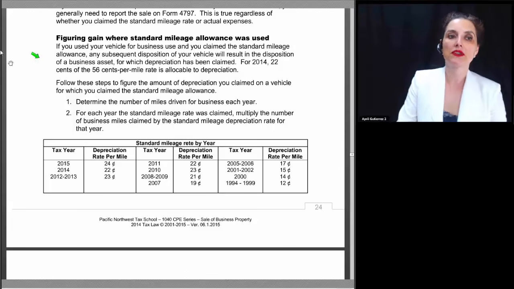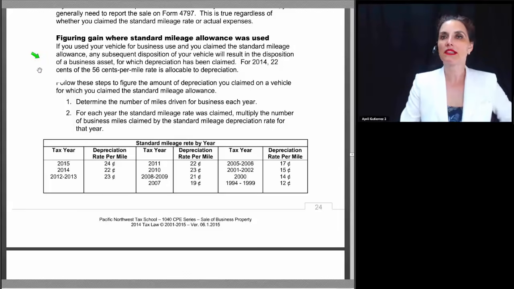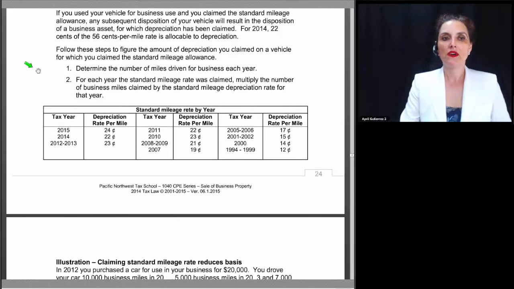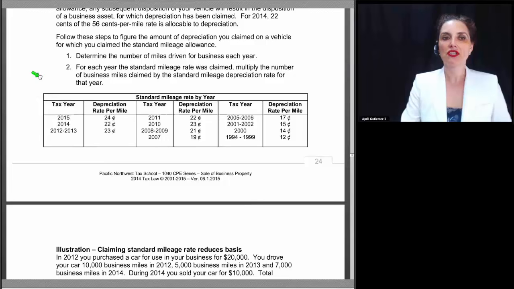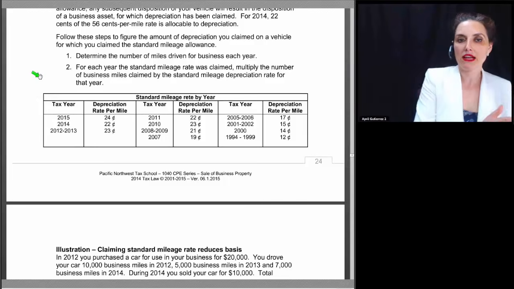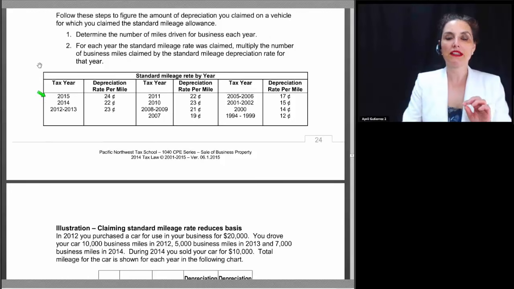For 2014, 22 cents of the 56 cents per mile rate is allocable to depreciation. You follow these steps to figure the amount of depreciation you claimed on a vehicle for which you claimed the standard mileage allowance. You determine the number of business miles driven each year, and for each year, multiply the miles by the portion of the standard mileage rate that was for depreciation. So these are the standard mileage rates that were in effect for earlier years, the portion of the standard mileage rate that is for depreciation.